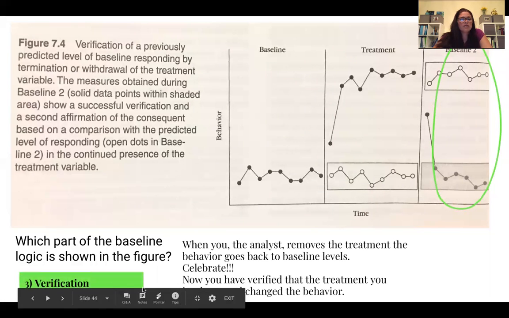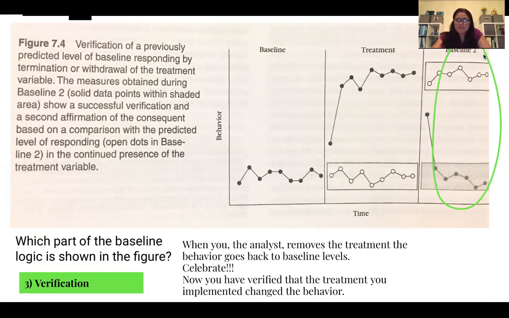Verification, let's do verification. So in verification, when you, the analyst, remove the treatment, behavior goes back to baseline. So you remove the treatment, it goes back to baseline, goes down. So woohoo, let's celebrate. Now you have verified that the treatment you implemented changed the behavior. Just like you said, you are awesome.